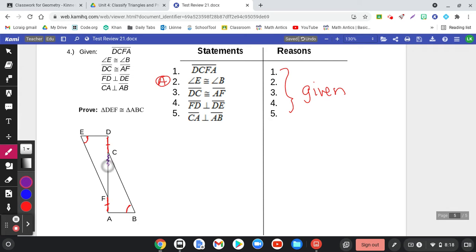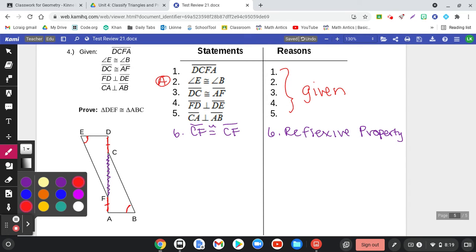So I'm going to use that. I first need to say CF is congruent to itself by the reflexive property. And then you can actually use it to add. So if I take DC and add that section, I get the whole side. And it's the same as taking AF and adding that section. So that's exactly what we're going to do. We're going to use addition.